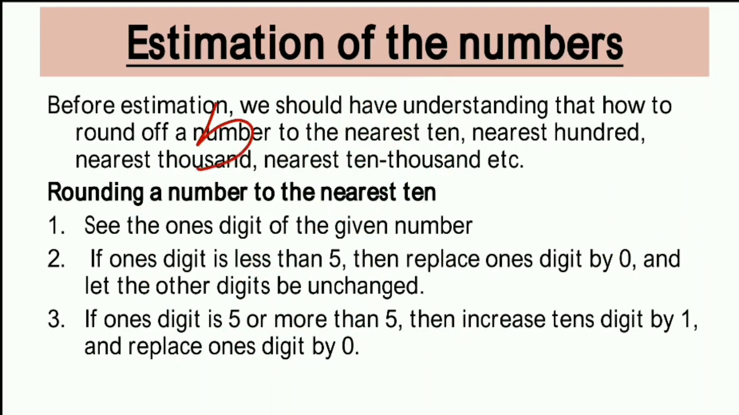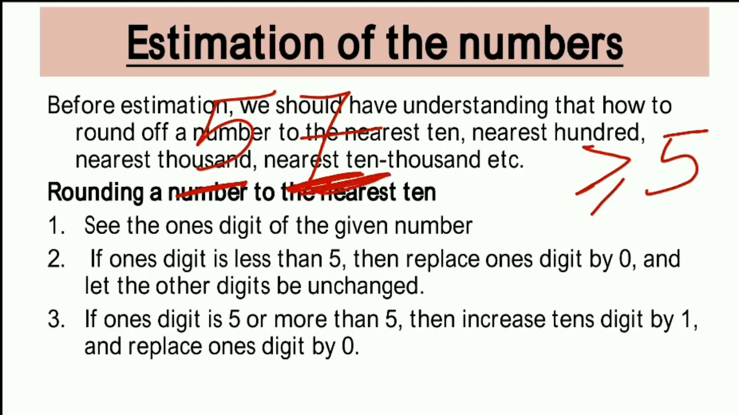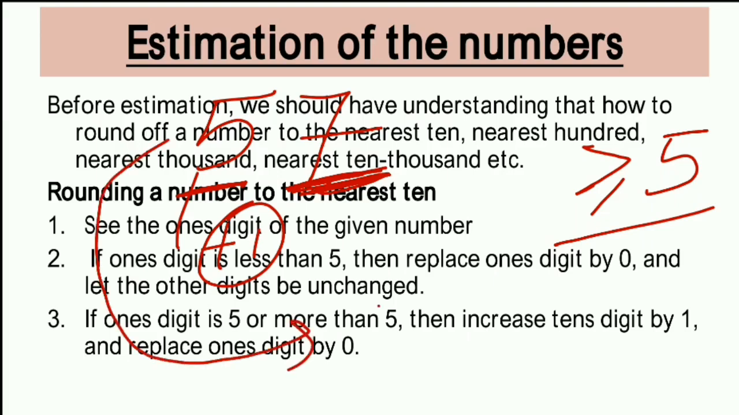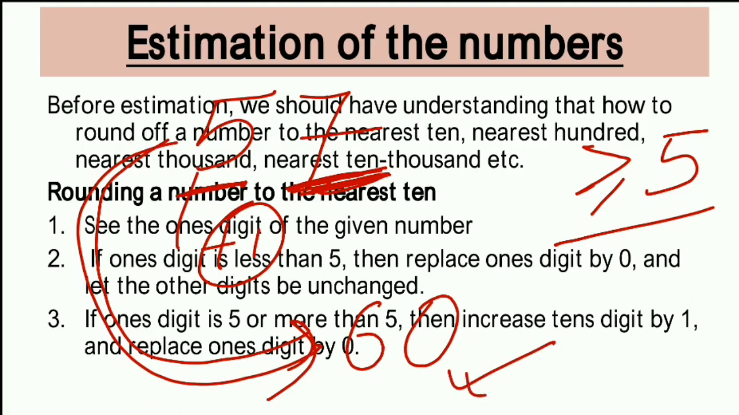If we take the number 57, and we have to round this number to the nearest 10, then we will look at the ones digit. It is 7, obviously greater than 5. If the ones digit is greater than or equal to 5, then we will add 1 to the tens digit, and the ones digit will be replaced by 0. It means the rounded figure will be 5 plus 1, that is 6, and then 0. So the rounded figure or estimated value of 57 is 60.